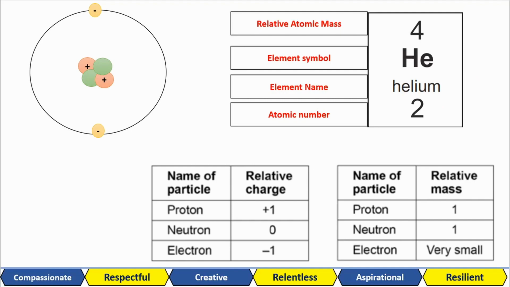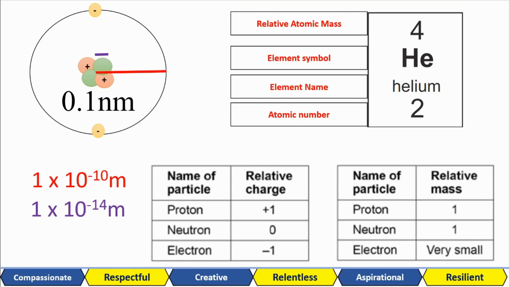The radius of an atom is about 0.1 nanometers, which is also the same as saying 1 times 10 to the minus 10 meters. The radius of the nucleus, however, is about 1 times 10 to the minus 14 meters. If you need help with prefixes, check out this video here where I go through all the prefixes that you need to know.